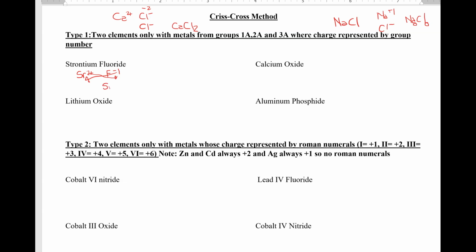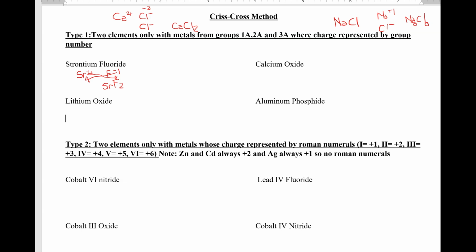So this becomes Sr1, right? Because I'm bringing the 1 over here. I'm not going to write it because you never do. At least for 1, you don't. And then F2. Why? Because this 2 goes over here. You notice I didn't bring the charge with it. I just brought the numbers. That's all crisscross is. Just take the number, ignore the charge, and crisscross it to the other side.